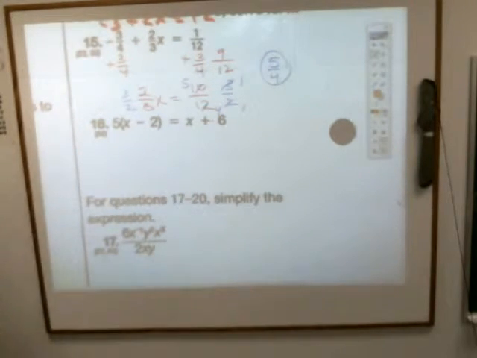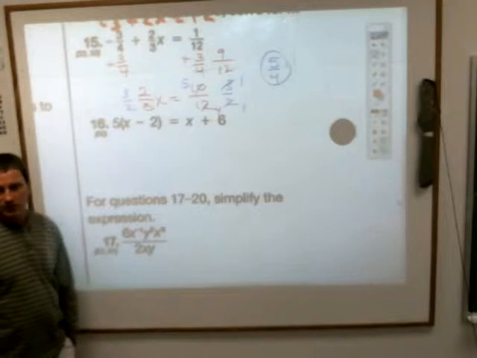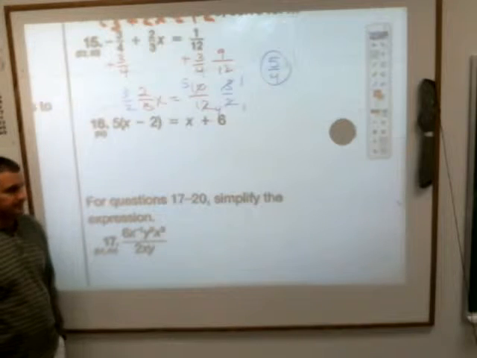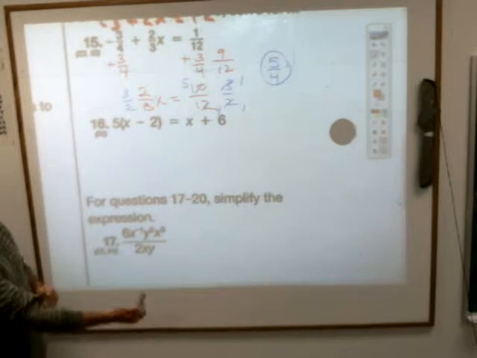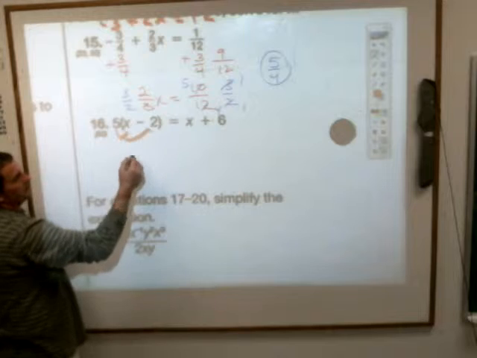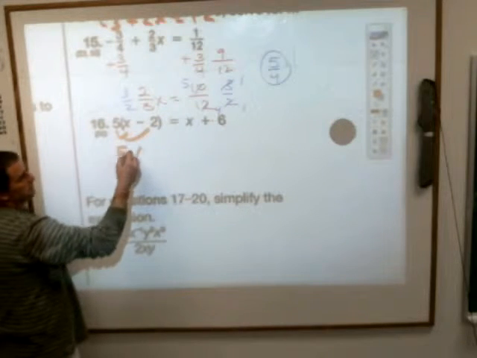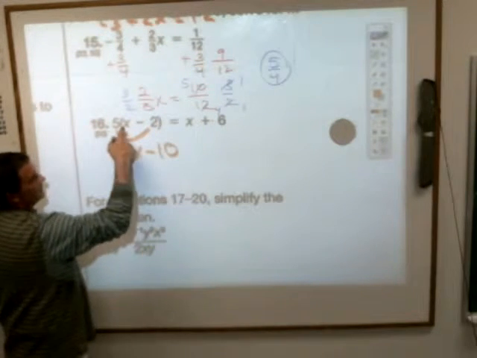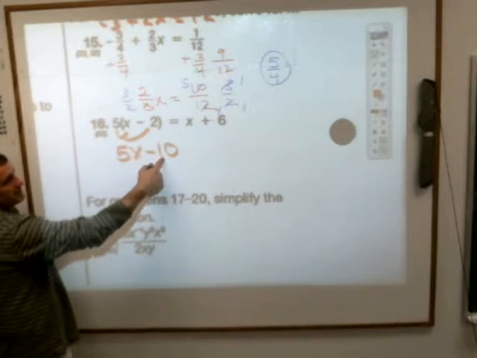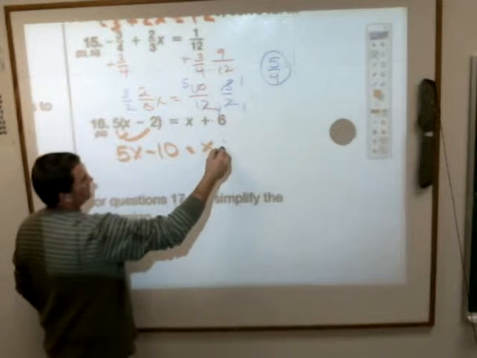Number 16. Anybody from 16, what's my modus operandi? Besides throwing my pen at Nick Shanks. The first thing I'm going to do is do what? Get rid of the parentheses, so it's just 5 times x, 5 times negative 2. 5 times x is 5x, 5 times negative 2 is negative 10, and that equals x plus 6.